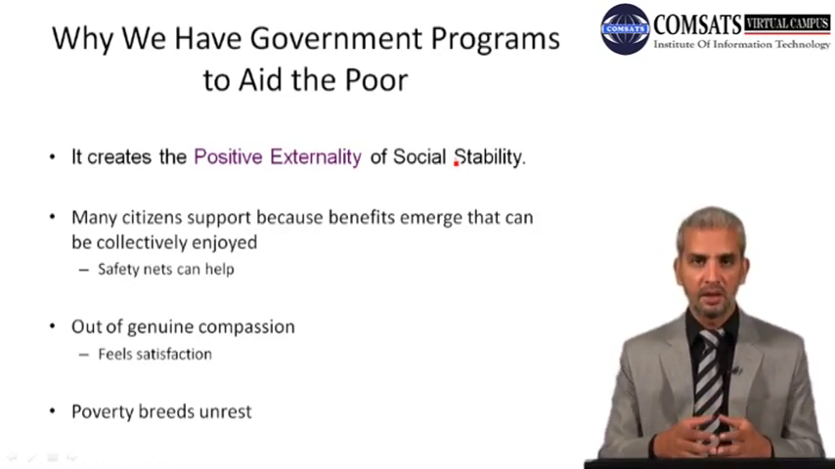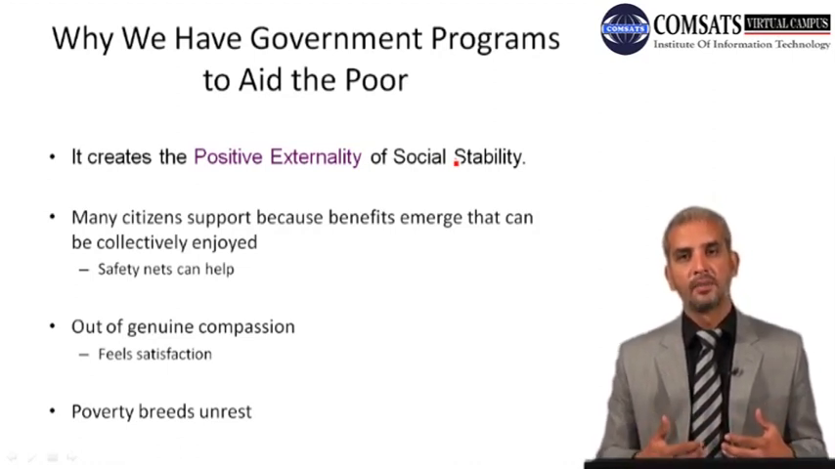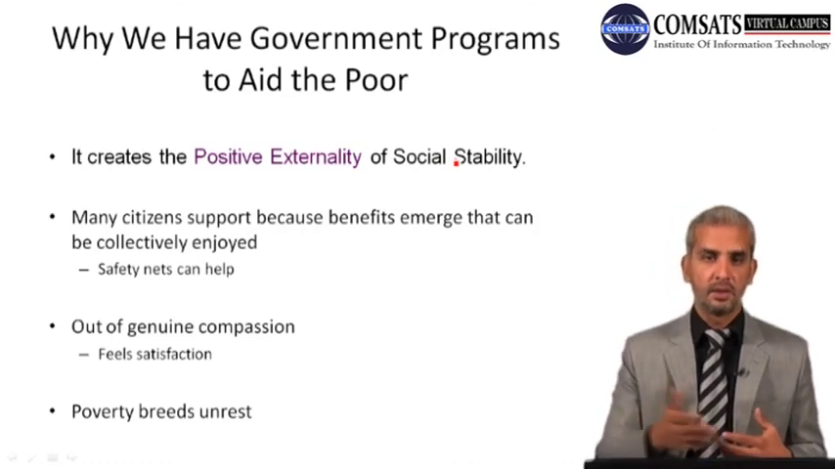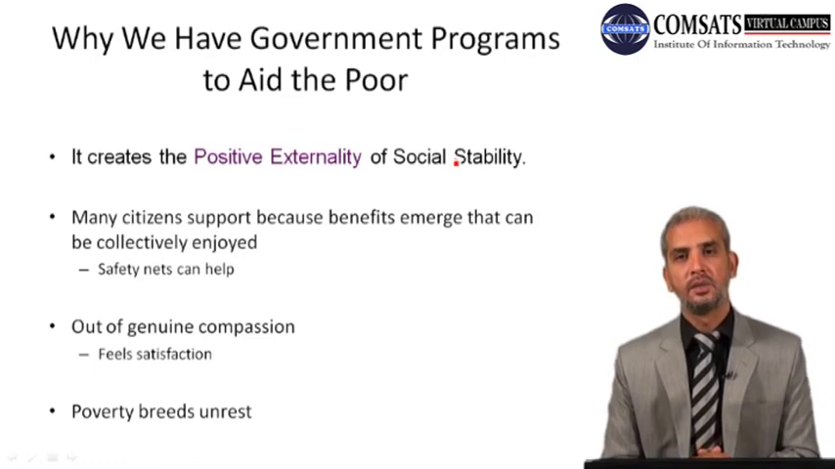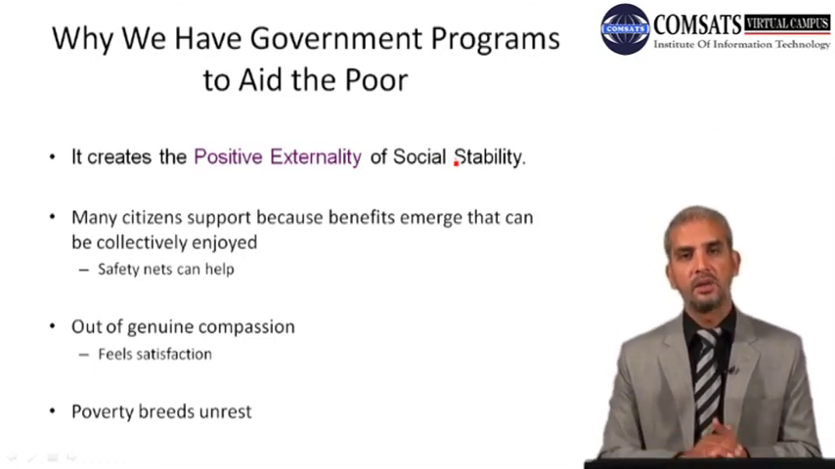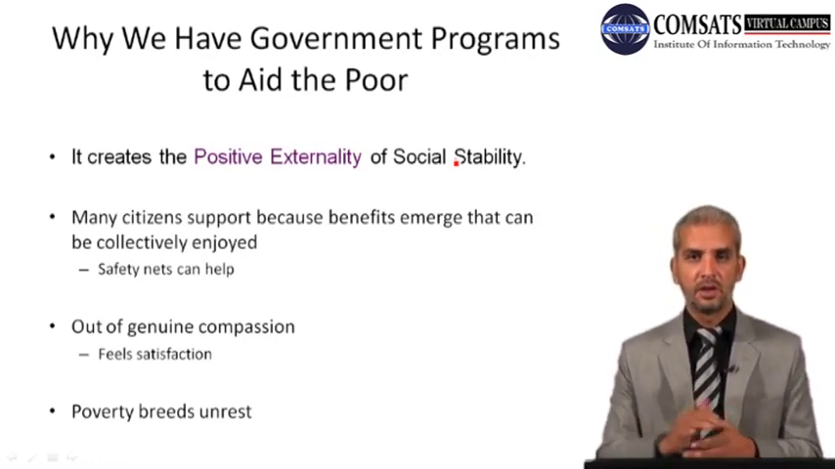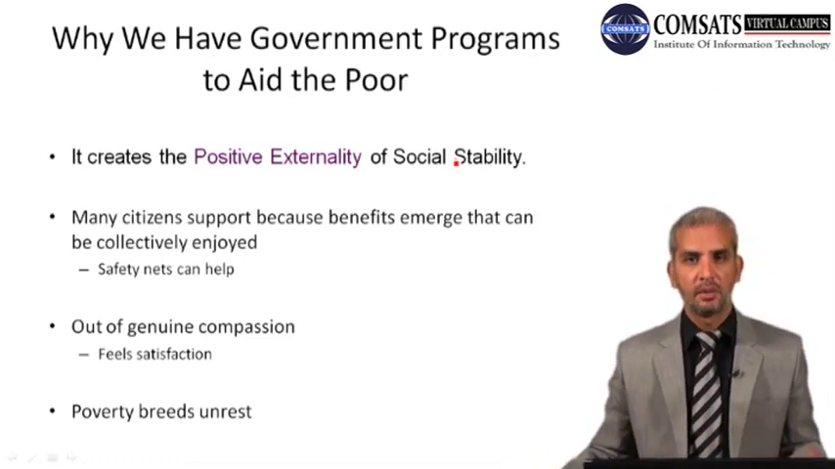Now these are all the reasons people would give to justify that social stability, which is a positive externality of government programs to aid the poor, would result in such externalities, and this is how people would justify and support such government programs.